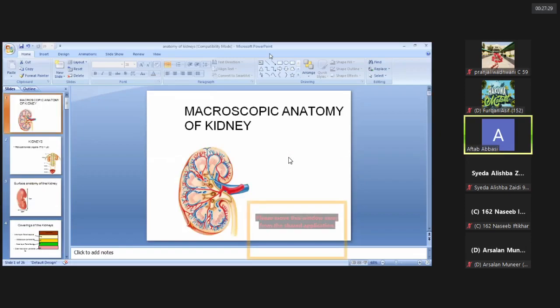Any other question related to the gross anatomy of the kidneys?